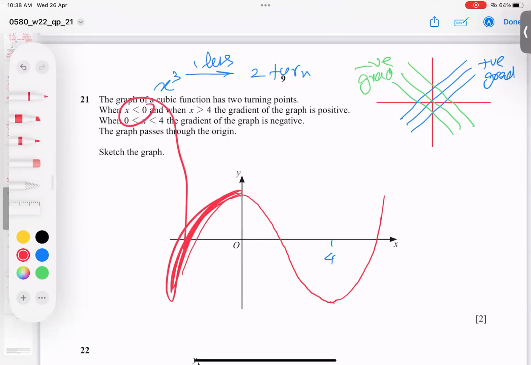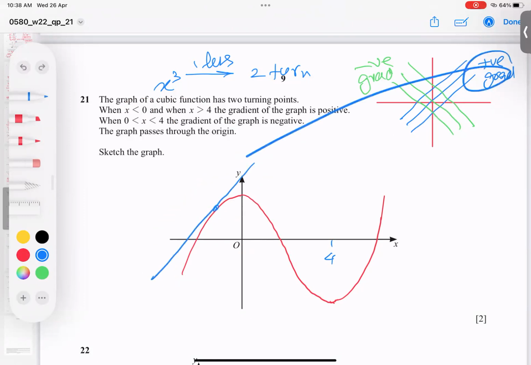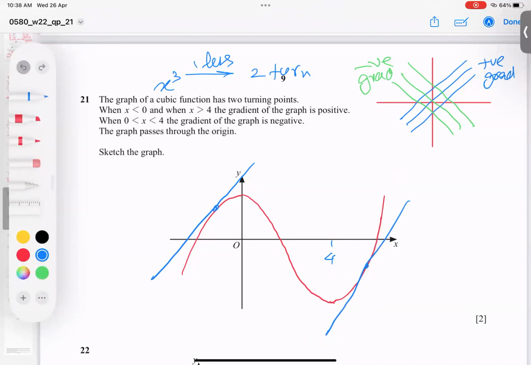called less than zero. If I draw a small tangent at this point, this gradient is blue color, and blue color is positive, and he said less than zero is positive. So it means now my plan is correct. And this is 4, students. After 4, if I draw any tangent like this, parallel to the blue line, it is a positive gradient. So our curve is now correct.